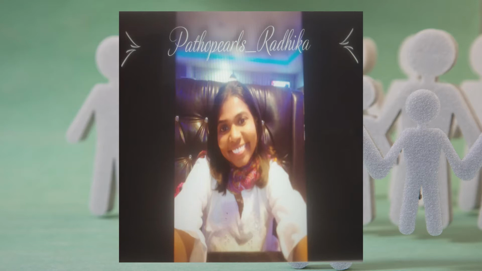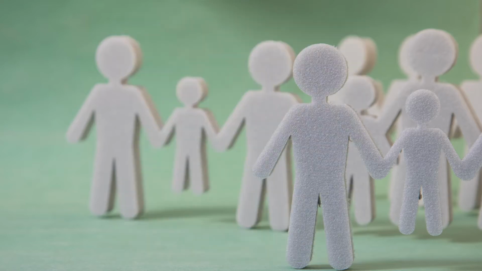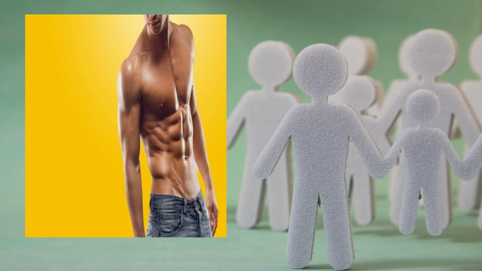So we saw the previous video about hyperplasia. So today we are going to see another form of cellular adaptation. The form of cellular adaptation which we are going to see today is concerned with this image.